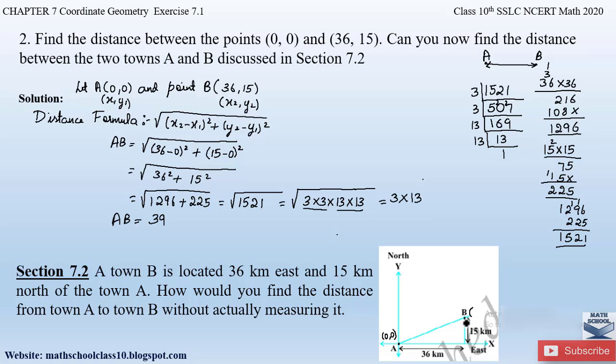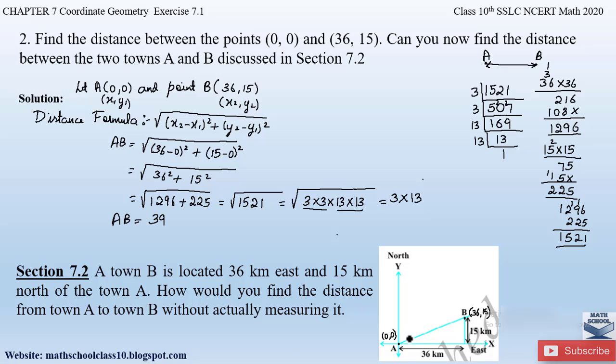The first coordinate is the x coordinate. So we have to see the distance between the origin and the point B on the x-axis. So it is how much? 36 kilometers. X coordinate will be 36. Similarly, the y coordinate can be obtained by taking the distance between the origin and point B. So how much is that? It is 15. So y coordinate will be 15 here, right?